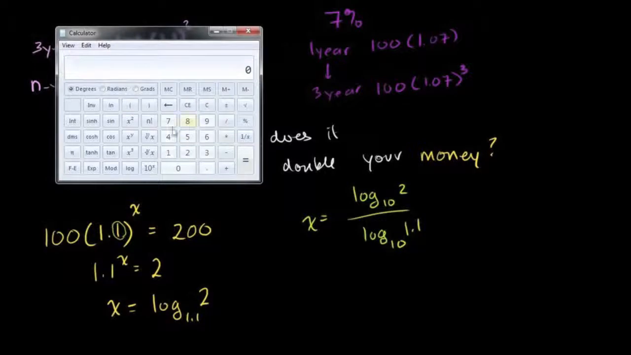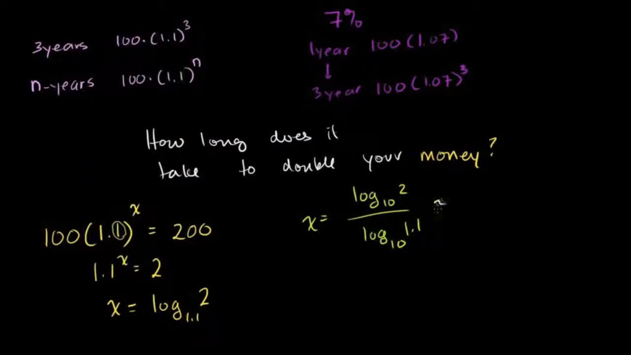So we're going to have 2, and we're going to take the logarithm of that, which is 0.3, divided by, I'll do open parenthesis here just to be careful, 1.1, and the logarithm of that, and we close the parentheses, is equal to 7.27 years, so roughly 7.3 years. So this is roughly equal to 7.3 years.